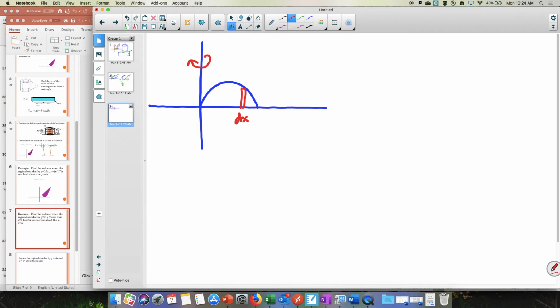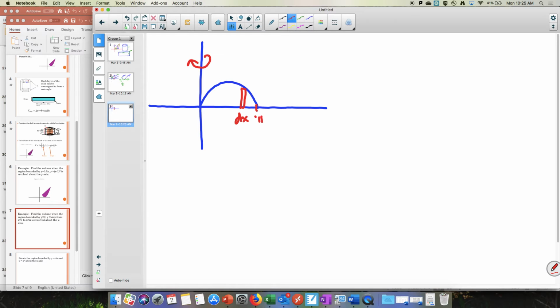You look like a bundt cake, right? Can you imagine it? A bundt cake? Do you know what a bundt cake is? You are living. Somebody please explain. No, I'll show you.